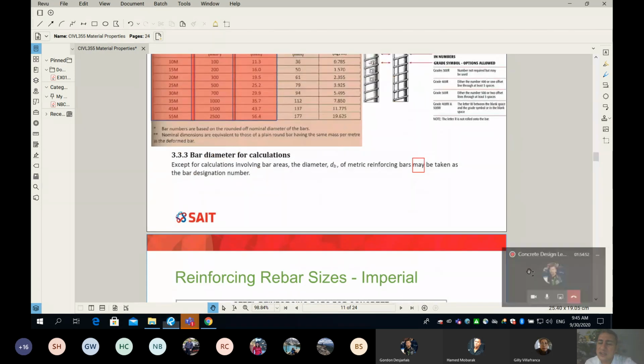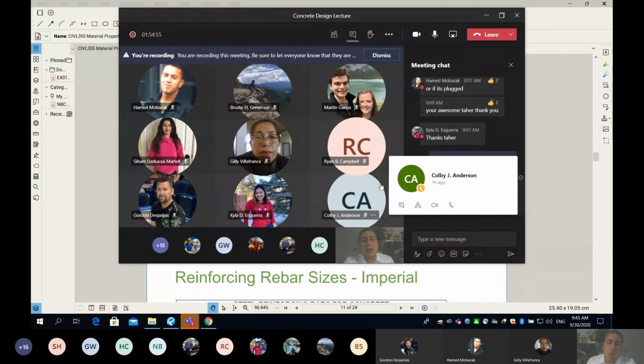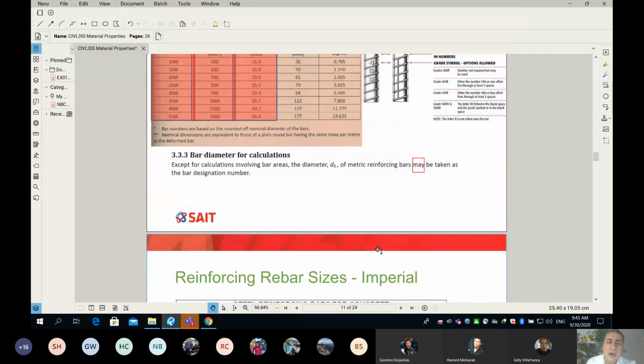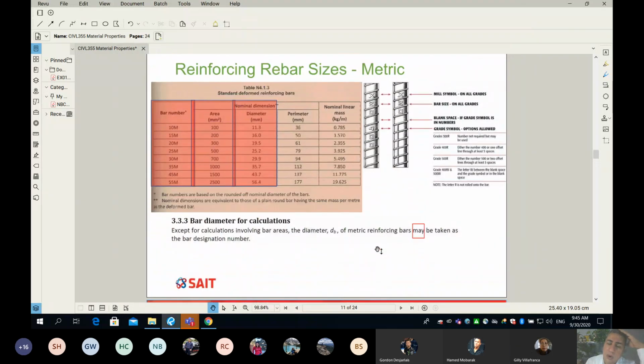Any questions so far? Sir, I am just confused. What does the M stand for there? 10M, 25M. It's just a designation. That's how we call the bars on our drawing. We call the bars 25M. It is not millimeter, it is just a designation or rebar name.